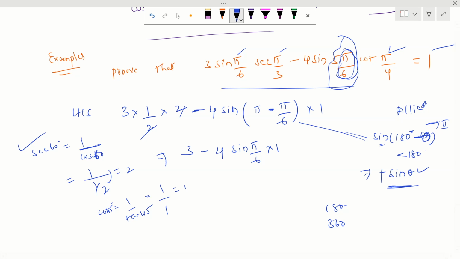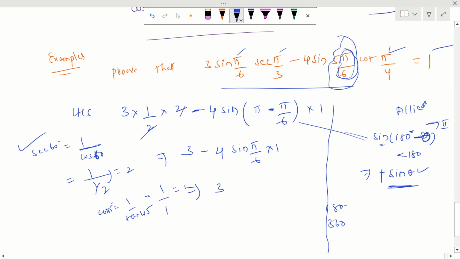So now this is 3. You write systematically; all these reasons you have to write separately. Now pi by 6: 180 divided by 6 is 30 degrees, and sine 30 is 1 by 2. Now it becomes 3 minus 2, and 3 minus 2 is 1. Therefore we got the RHS. This is equal to RHS, hence it is proved.